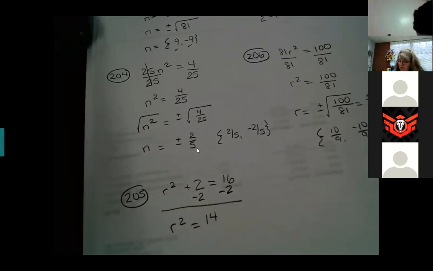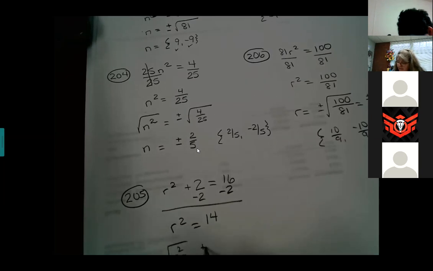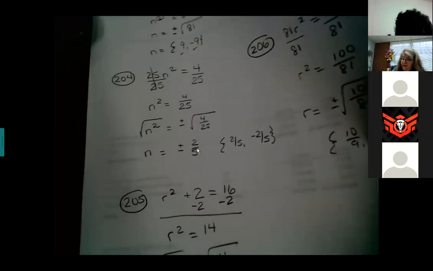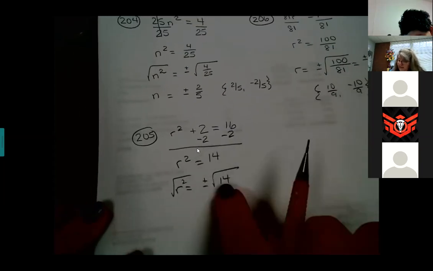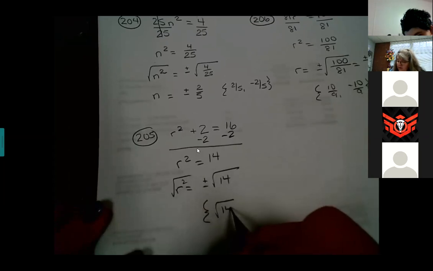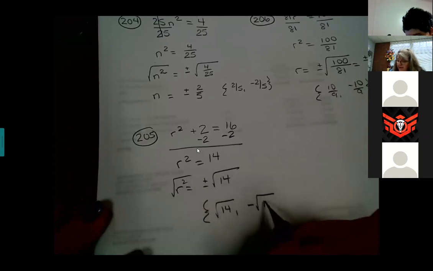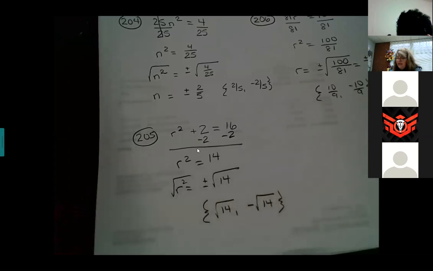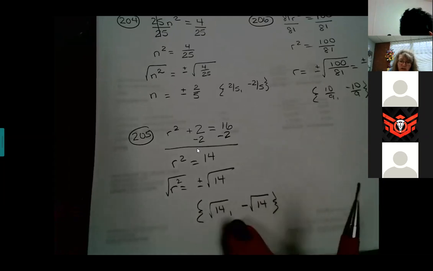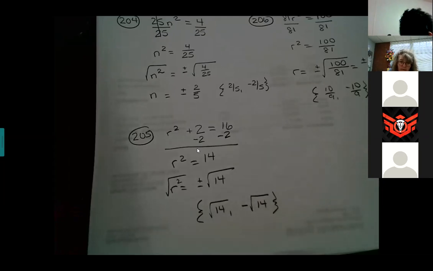So you move the 2 over, and I get r squared equals 14. Then you take the square root of both sides, and you put plus or minus in front of the square root of 14. Chloe said 14 doesn't break down. So my two answers are the positive square root of 14 and the negative square root of 14. I do not want a decimal. So don't punch it on your calculator and figure out what decimal the square root of 14 is. Are you good?